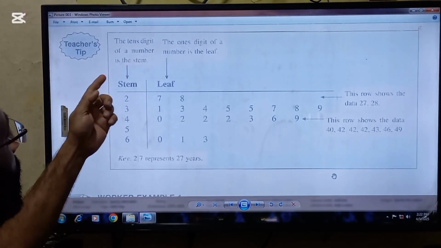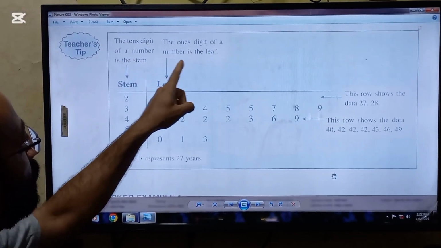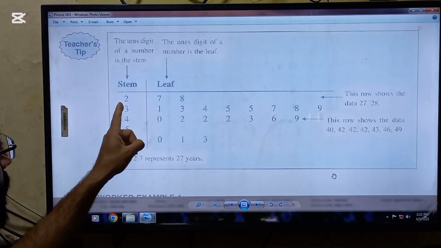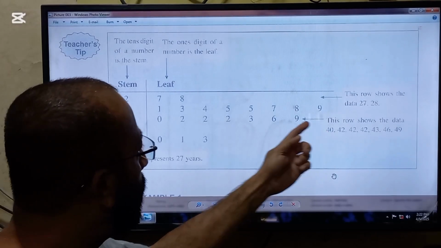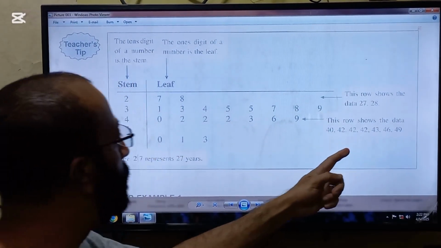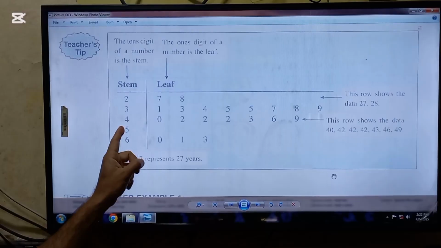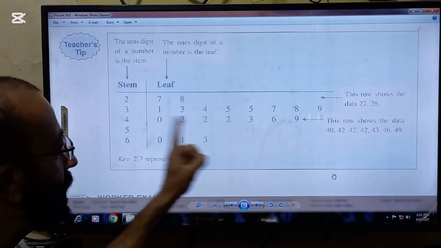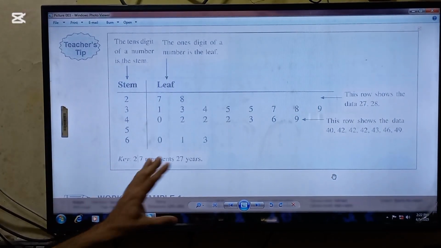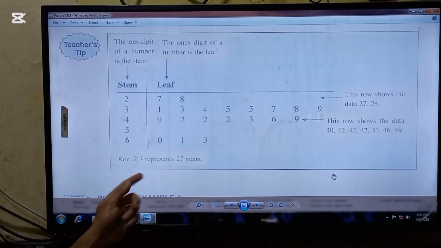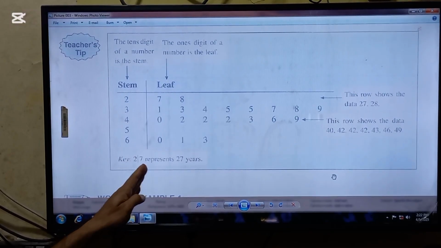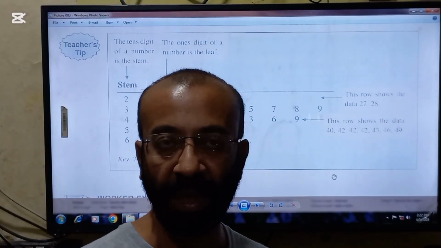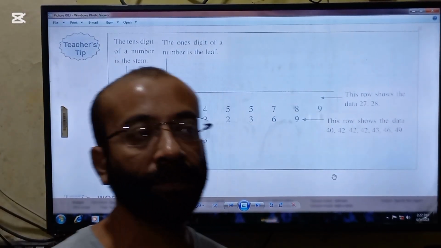The tens digit of a number is the stem, the ones digit of a number is the leaf. This row shows the data 27 and 28, like this, 27, 28. And this row shows the data 40, 42, 42, 42 and 43, 46. So here is 40, 42, 42, 42, 43, 46 and 49. And the key should always be mentioned in your question like this: vertical line, left side number, right side number, and this shows 27. So whatever key you think of in your mind should be mentioned in your question.